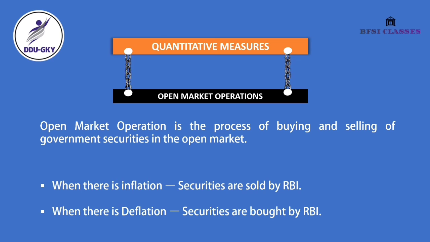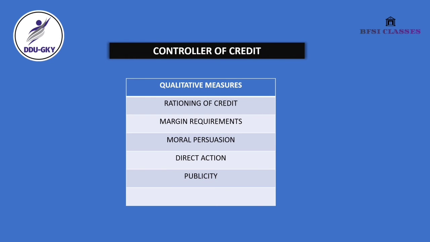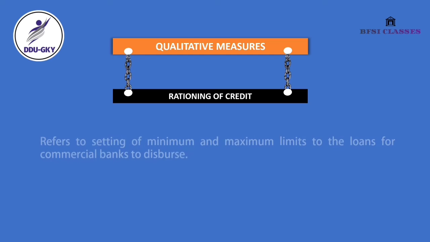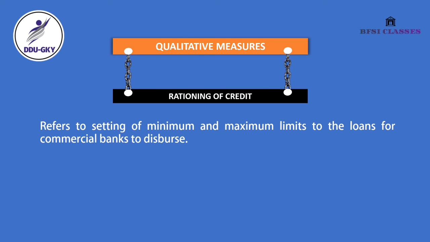Now let us look into the qualitative measures. First one, rationing of credit. It refers to setting minimum and maximum limits to the loans for the commercial banks to disburse. That means a minimum this much loan is to be given, and a maximum limit, that is, only up to this limit can a bank provide loans. This setting is known as rationing of credit. Just like the ration shop in the public distribution system, each family is allotted a certain ration.